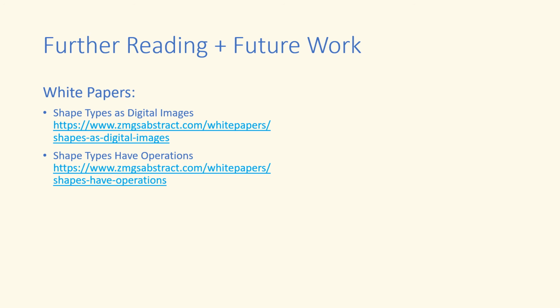And that will cover our technical content for today. To read more details, our white paper, Shapes as Digital Images, is available on our website. To get a preview of our next talk, our second white paper, Shape Types Have Operations, is also on our website. Looking ahead, we have a second white paper on shape deconstruction upcoming, followed by one on implementing groups using the same digital image framework within MathEngine.